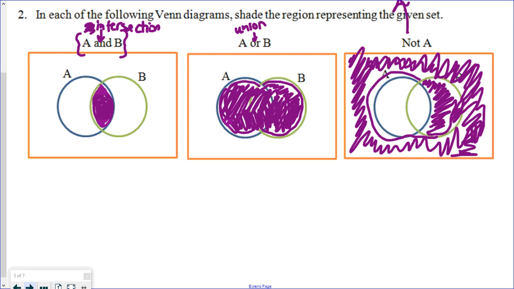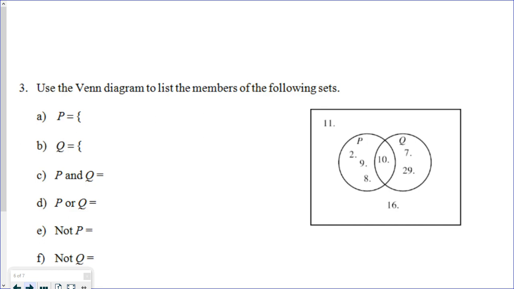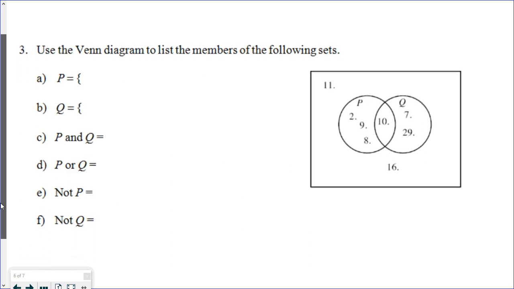Use the Venn diagram to list the members of the following sets. So it looks like, if I'm reading this right, it's just various numbers. Some of the numbers are in P, some of them are in Q, some of them are in both, some of them are outside. So I'm not sure exactly where this Venn diagram derives from, but we can do it.